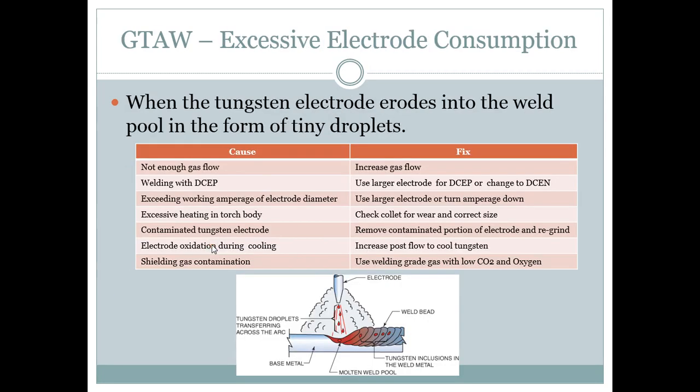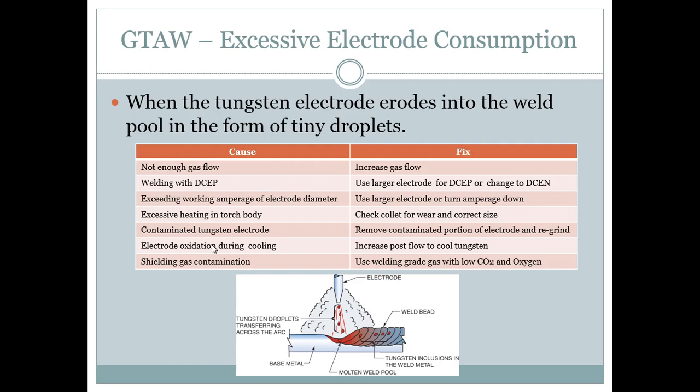Let's get started with excessive electrode consumption. This seems to be a chronic problem in our class. A second class especially comes in and they say there's no electrodes left for welding. What's happening? Is somebody eating all the tungsten? Not likely. Somebody's probably not stealing it either. Maybe a couple of you are. Anyways, though, let's look at some of these causes and fixes.